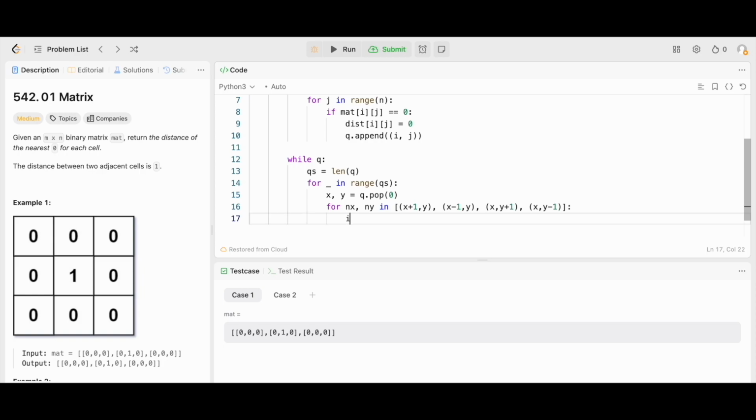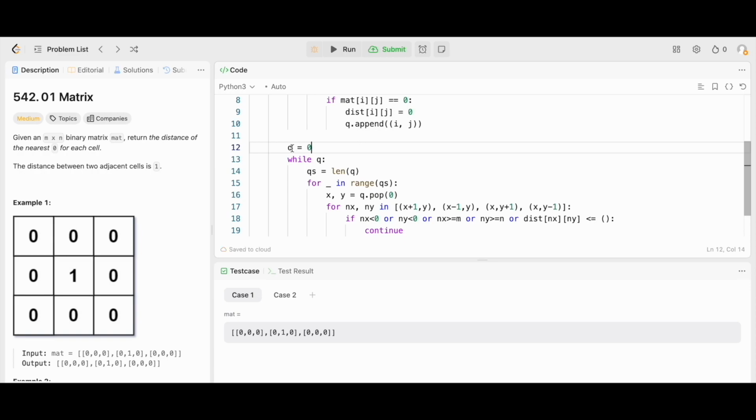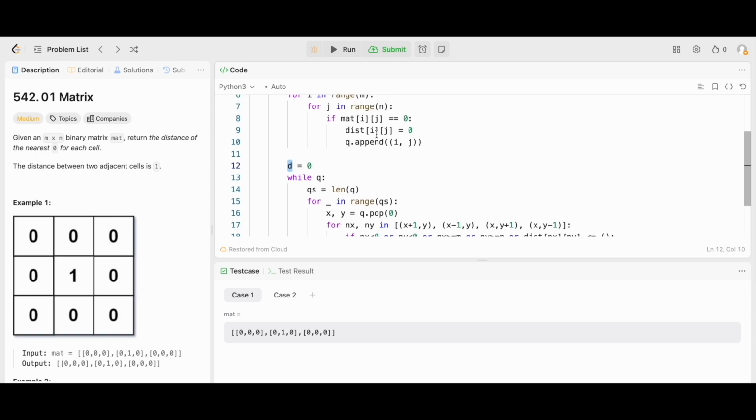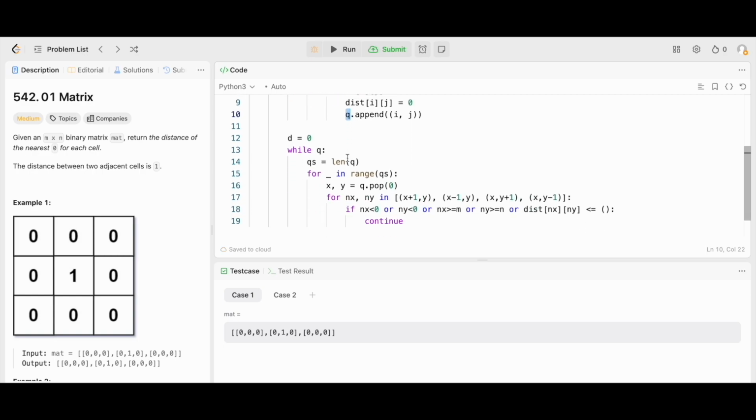So if they're out of boundary, for example, nx is less than 0 or ny is less than 0, or nx is greater than or equal to m or ny greater than or equal to n, these cells are all out of boundary. We don't need to explore them. And there's one more case where we can skip those cells, is if we already know the distance to the new cell is less than or equal to the current distance. Let's call this current distance 0, because when we add elements to the queue for the first time here, all of those cells have value 0. That means they're all at distance 0.